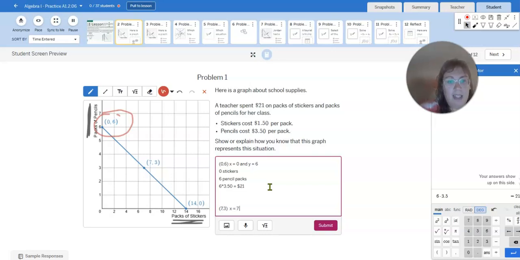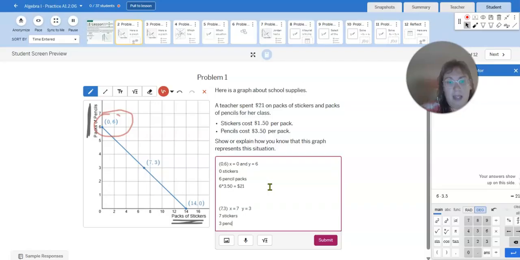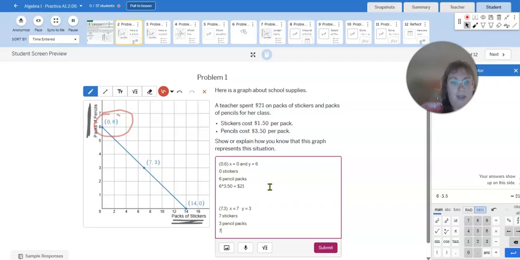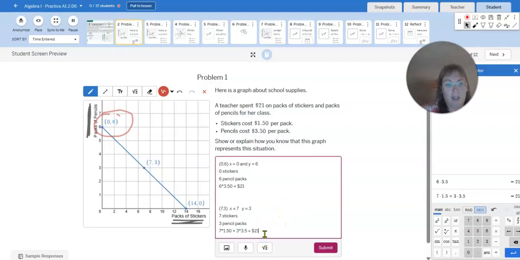Let's look at 7,3. This is saying that x is 7 and y is 3. So this is 7 stickers, 3 pencil packs. So we have 7 times 1.50 plus 3 times 3.50. Put this into our calculator, and we get $21. So again, it works.